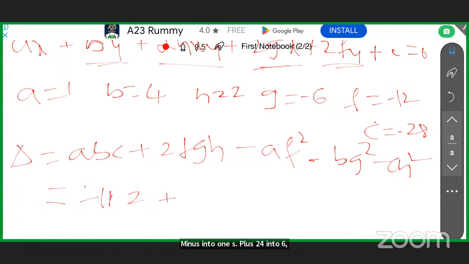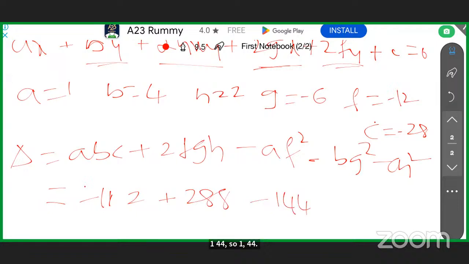24 into 6 is 144. 144 into 2 is 288. So 2FGH is 288. Then minus A into F square: A value is 1, F is equal to 144, so 144.